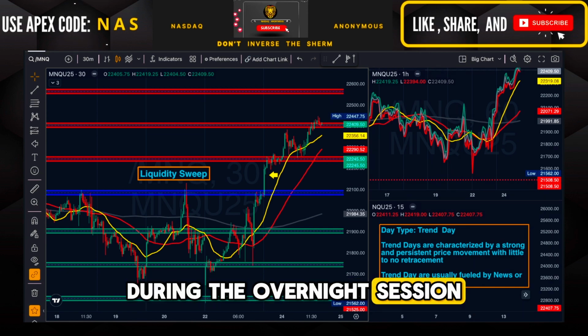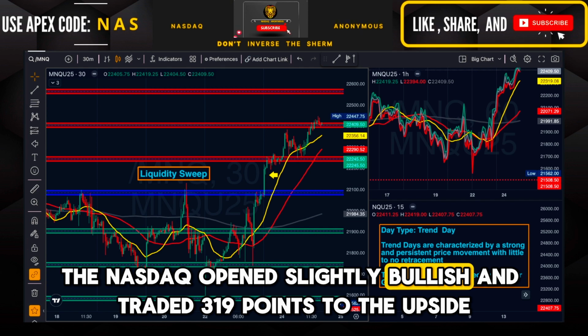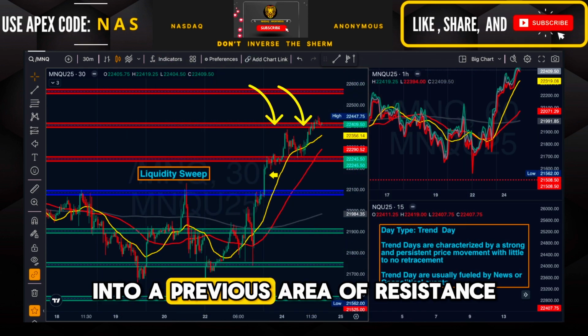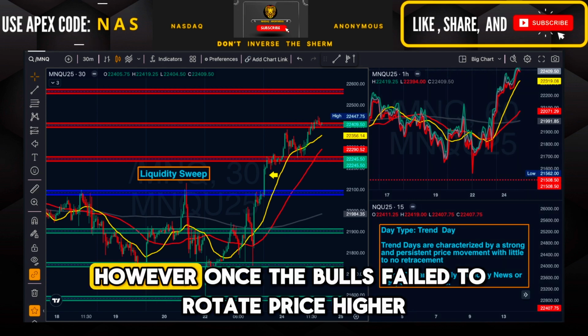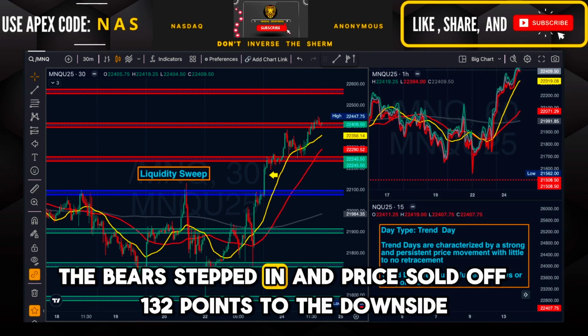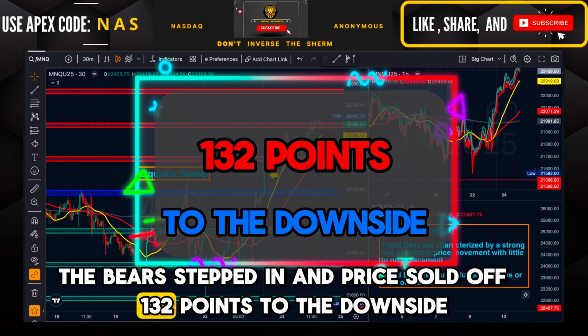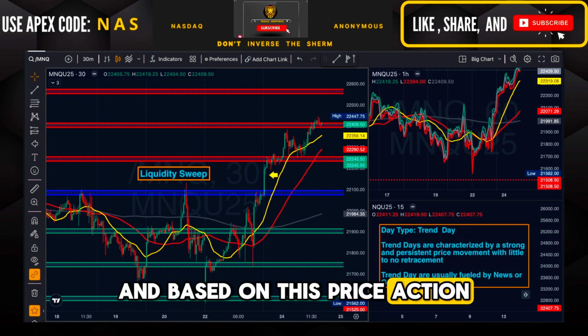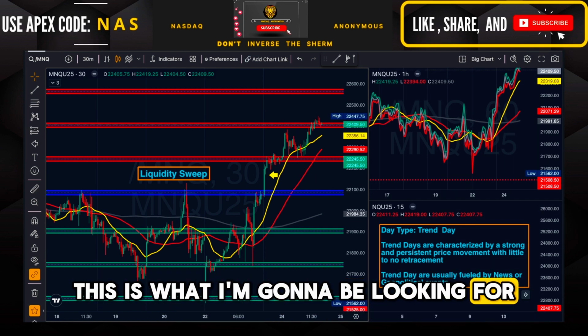During the overnight session, the Nasdaq opened slightly bullish and traded 319 points to the upside into a previous area of resistance. However, once the bulls failed to rotate price higher, the bears stepped in and price sold off 132 points to the downside, seeing a 196 point bounce going into the close of the session. And based on this price action, this is what I'm going to be looking for.